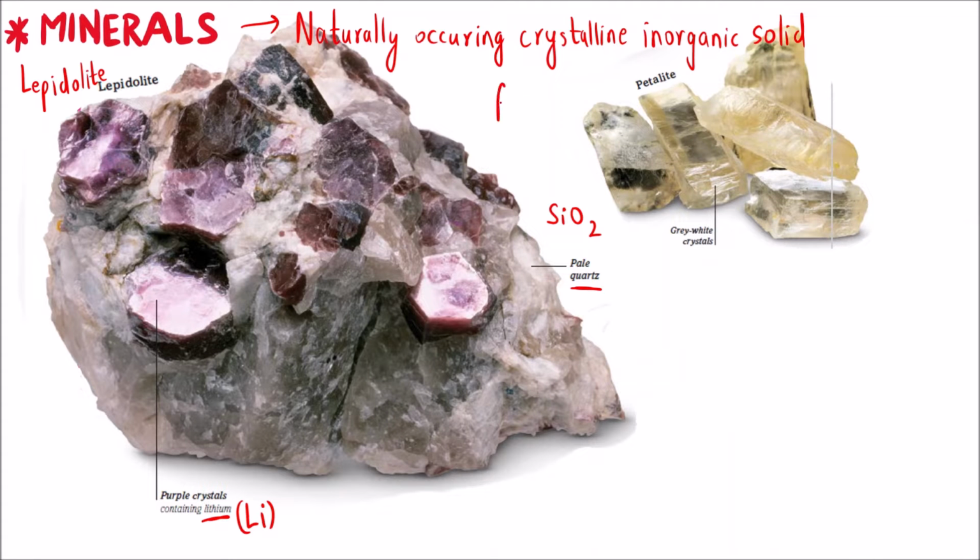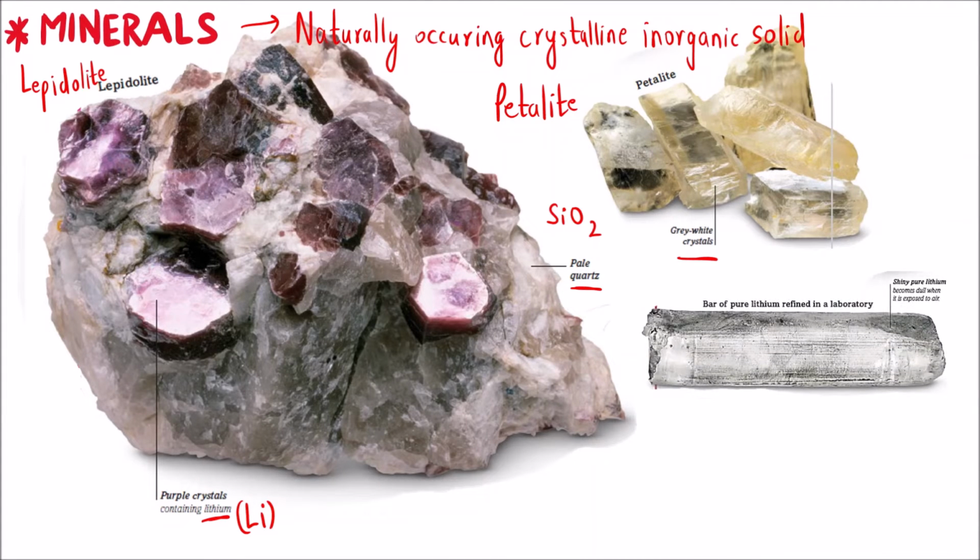Another mineral is petalite. These are grayish in color, gray-white crystals of petalite from which we can get lithium. And after purification of both these minerals, we can get pure lithium.